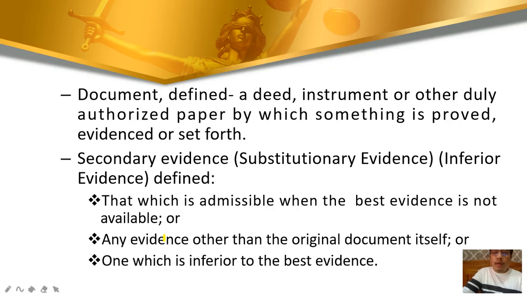So a document in the context of evidence is a deed, instrument, or other duly authorized paper by which something is proved, evidenced, or set forth. Earlier, we have discussed secondary evidence or inferior evidence when we classified the classes of evidence.